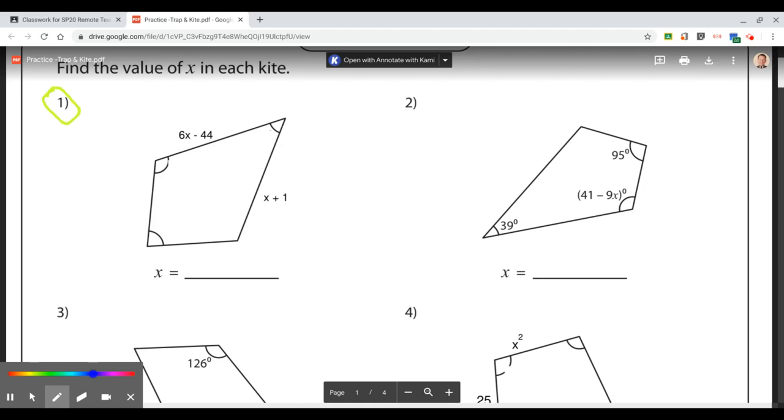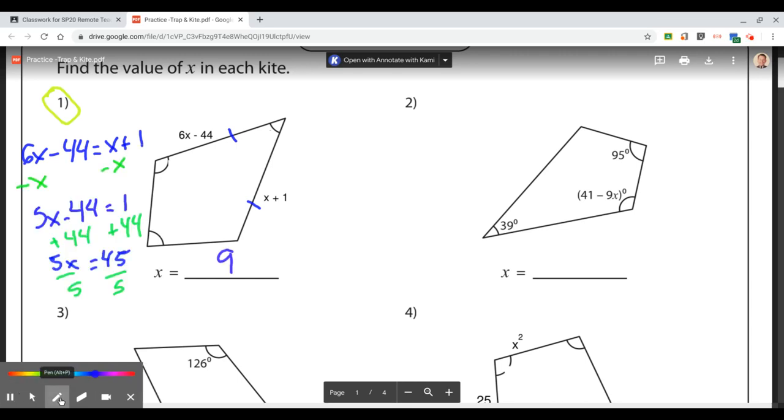So this is definitely a kite, number one, and in the directions it says given it's a kite. The first thing you should notice is what property you should notice is that these sides right here are congruent. So therefore, 6x minus 44 equals x plus 1. And to find x, all we have to do is combine like terms and then solve our problem.